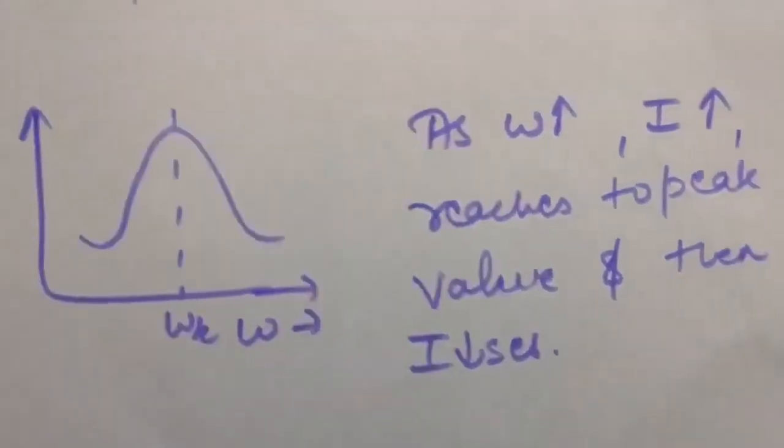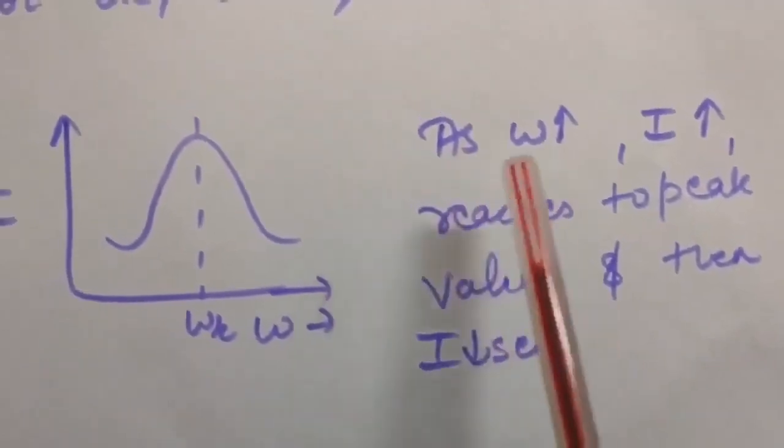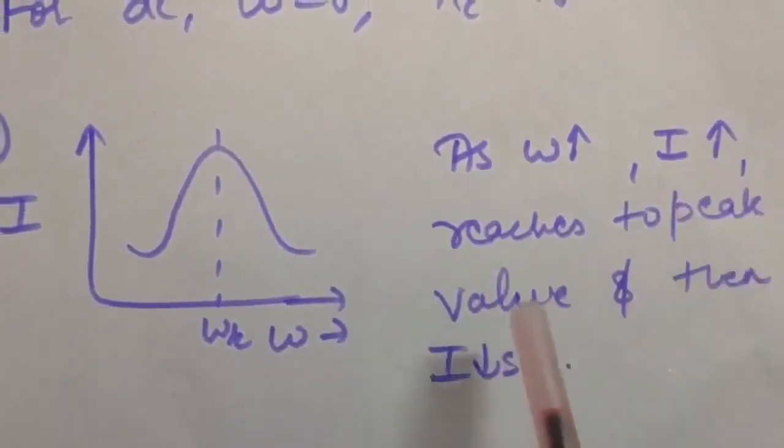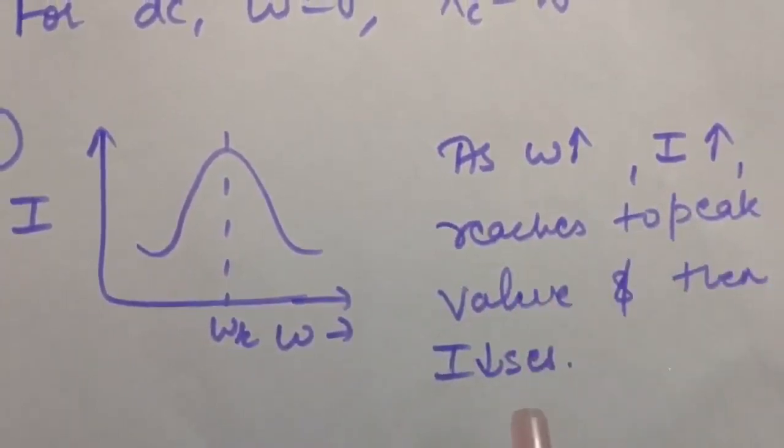So the same will be the answer. As omega increases, current will increase, it will reach its peak value, and after that the current will start decreasing.